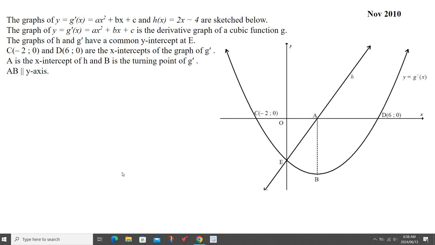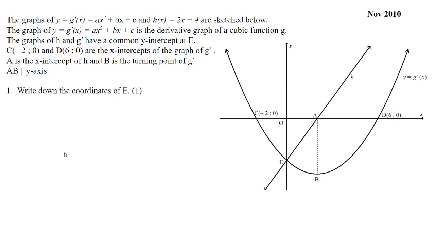So let's just start doing all these questions. I think there's quite a few. The first one is a pretty easy one. Write down the coordinates of E. Well, E is on this line, and they gave us the equation. It's the y-intercept. If we put 0 in there, we get minus 4 out. So that one wasn't too hard.